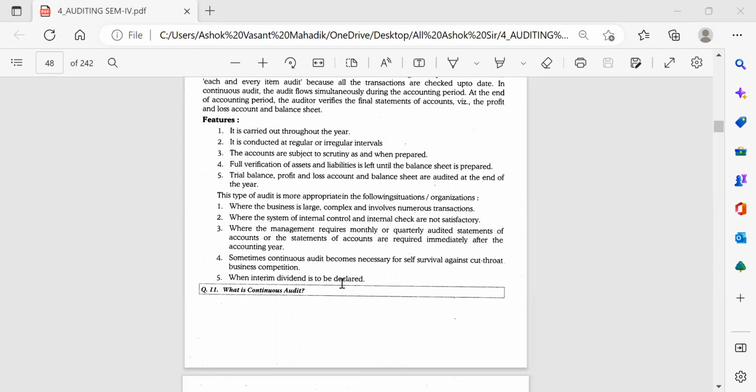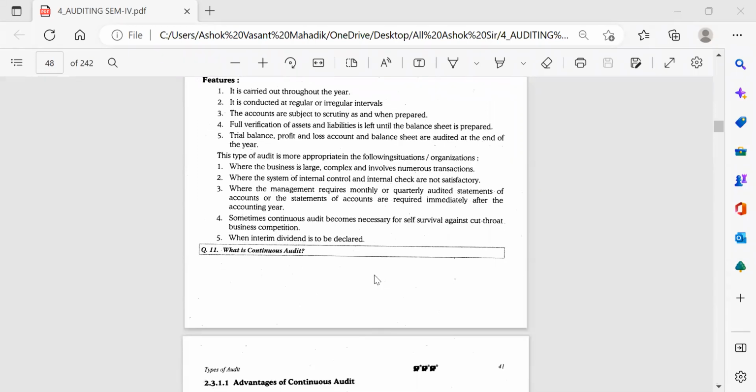In this type, full verification of assets and liabilities is done. And some assets which can be checked during the year are being checked. But normally it is done at the end of the year once the balance sheet is prepared. Trial balance, P&L account, these are all checked at the end of the year. But routine transactions are regularly checked. Now, this audit is more suitable to big companies wherein the volume of transactions is very high. So they have to conduct audit throughout the year.